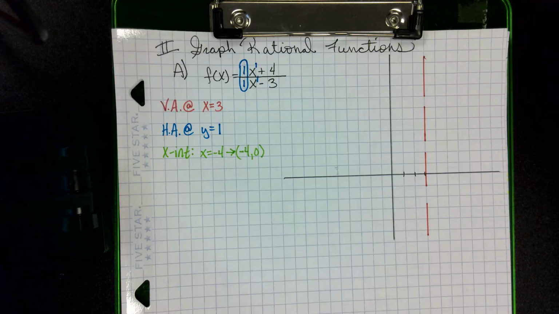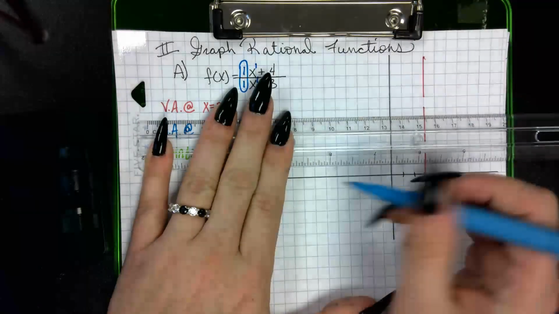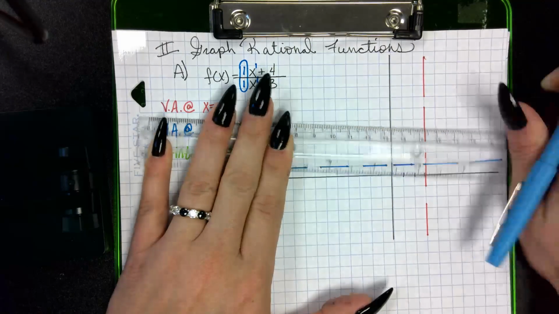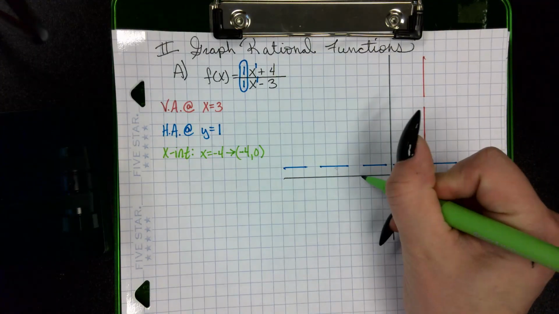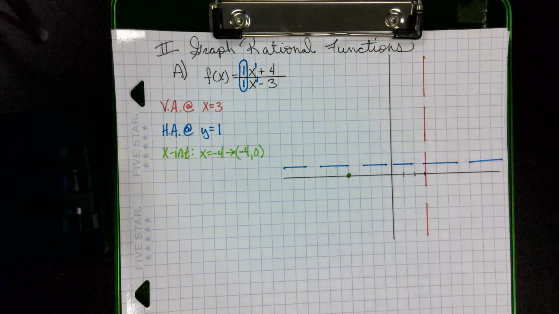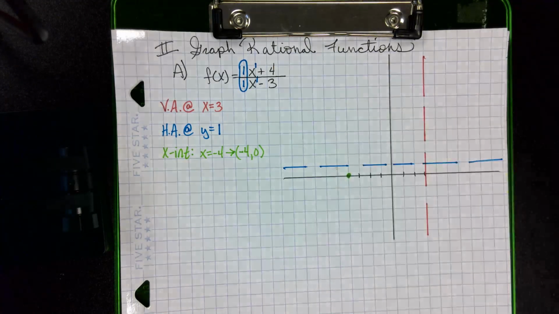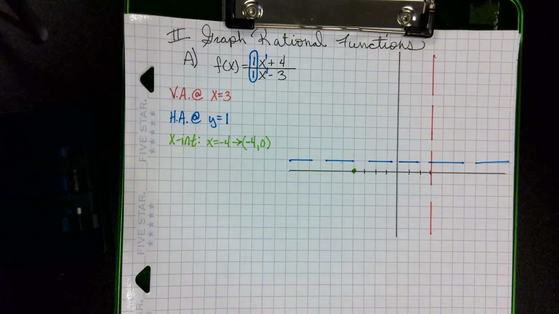Here's my vertical asymptote. Then I want to graph my horizontal asymptote at y equals 1. And then I want to graph my x-intercept at negative 4, 0. 1, 2, 3, 4, 0. I'll mark that, I guess. All right, so that's a pretty good start to my graph, but I don't have a graph there yet.